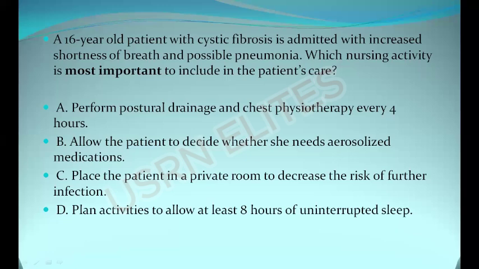For me, I would go with option C. My reason is this patient has cystic fibrosis, a chronic condition, but she has been admitted with shortness of breath and possible pneumonia. So this is an acute infection in a person with a chronic illness. I would choose to place the patient in a private room to decrease the risk of further infection.